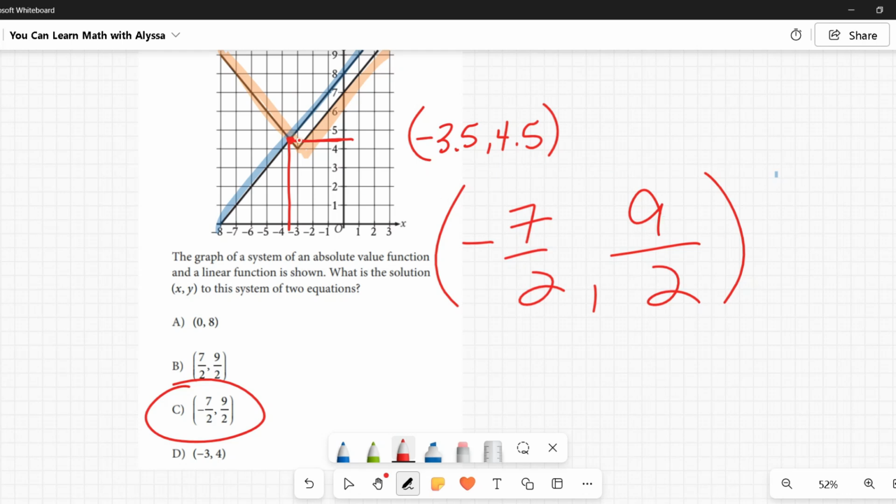So that one, just be careful, make sure that you have the right spot, but all you have to do is look at the graph there and see where the two functions intersect, and that's your answer, C.